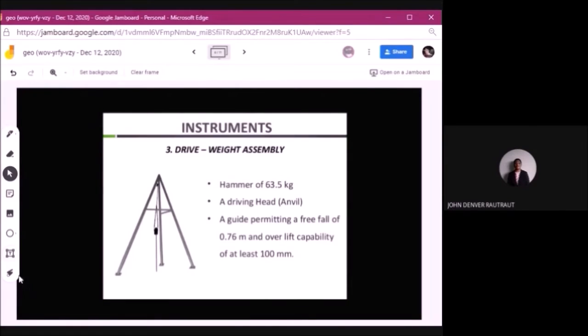And the next is the drive weight assembly. The drive weight assembly has a hammer of 63.5 kilograms and a driving head or anvil. It also has a guide permitting a free fall of 0.76 meters and overlift capability of at least 100 millimeters above ground.